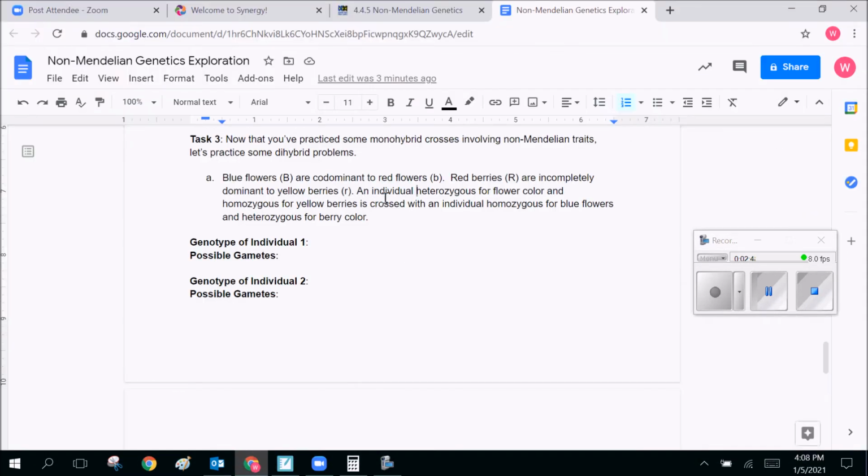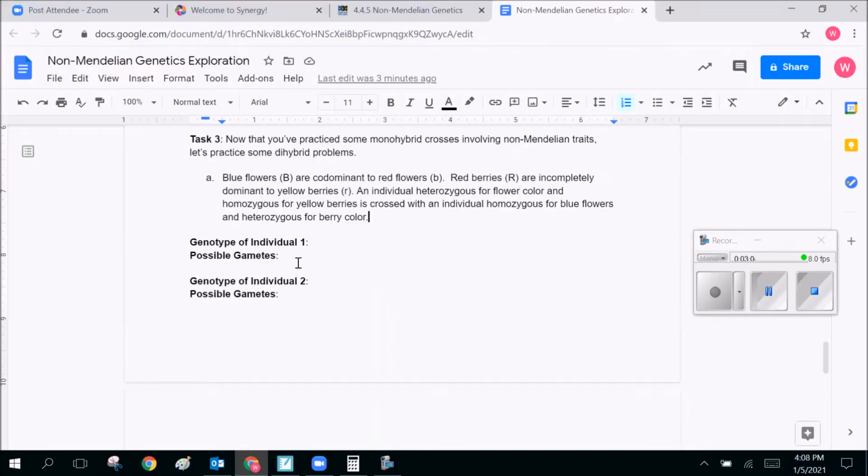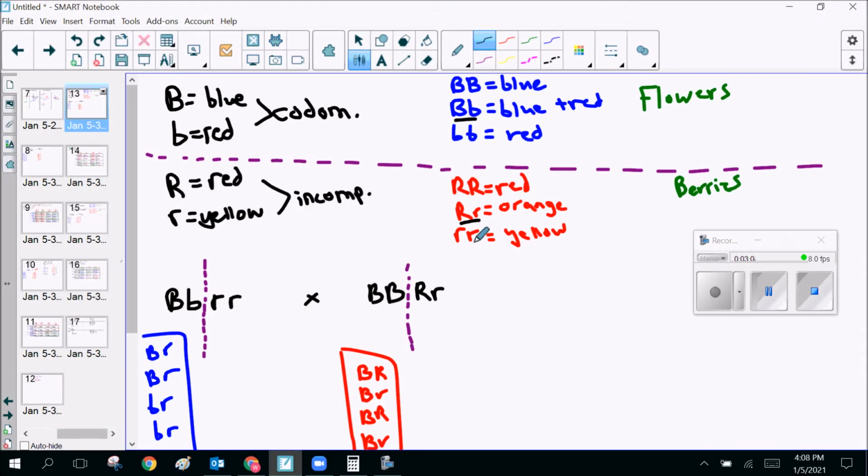Okay, for individual number 2, we need an individual homozygous for blue flowers and heterozygous for berry color. If you're homozygous for blue flowers, that means the only way to get blue flowers is to have capital B, and you have the same case of letters, so capital B, homozygous for blue flowers. And then we need heterozygous for berry color. Again, heterozygous means you have a big letter and a small letter. That means to be heterozygous, you would have big R, small r, and you would have orange berries. So capital R, lowercase r.